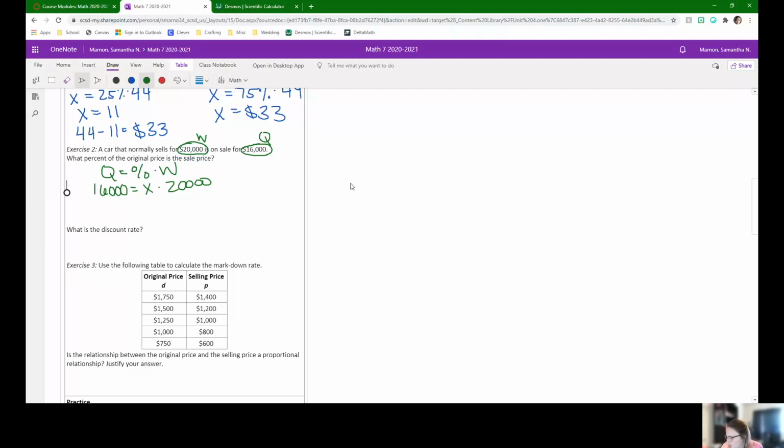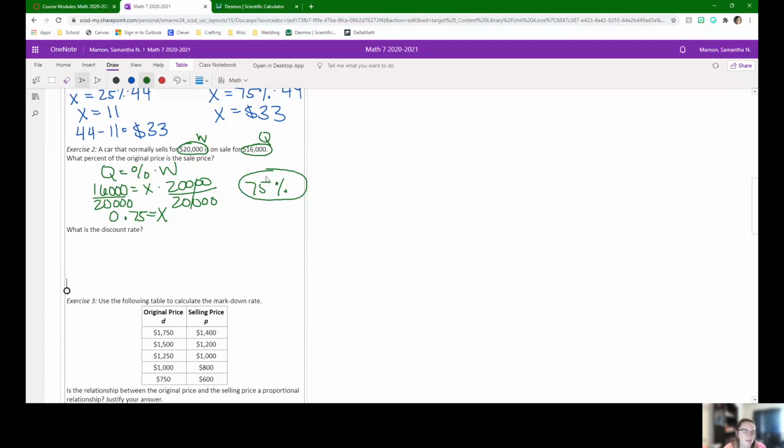Okay, so if I am going to divide all of these out, divide by 20,000, 1, 2, 3 zeros, 20, 1, 2, 3 zeros, this is going to go away. We're left with X on this side, and then we're going to get the decimal 0.75. To change that to a percent, move the decimal over or multiply by 100. 75%. So the sale price is 75% of the original price.